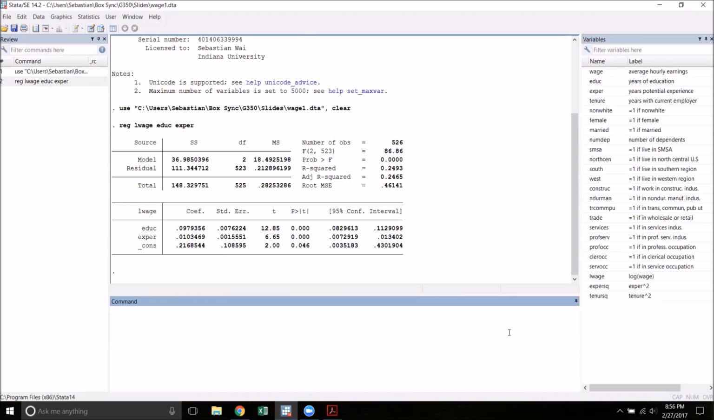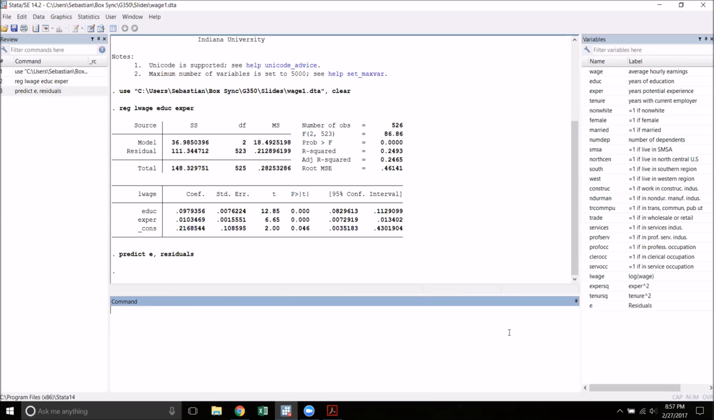So the first thing we're going to need to do is generate those squared residuals. So I'll start by predicting the residuals, which I will call E. Now, if you're following on from the last video, then you probably have already done this. Next, I need to generate the square of the residuals, which I will call E2 equals E squared.